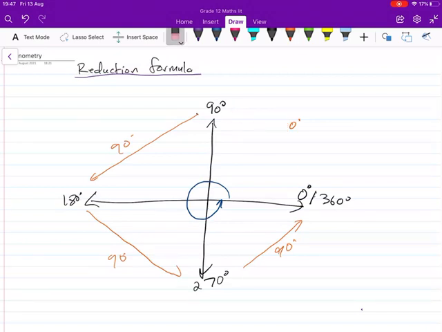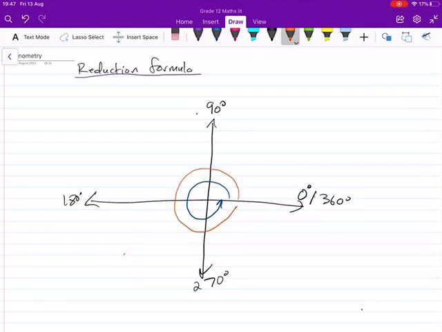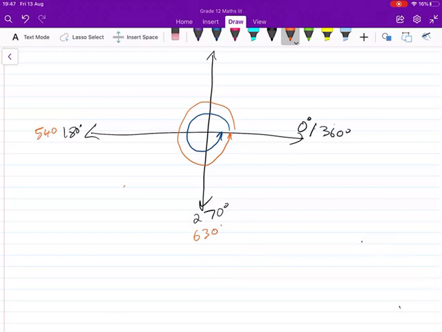Okay? So it says to you that if I want to get my second revolution, I will just say 360 plus 90, which is 450. If I want to get this one, then I must say 450 plus 90, that is 540. And if I want to get another one, that is 540 plus 90, which is 630. And then if I want another one, I will say 630 plus 90, which is 720. So this 720 is actually 360 plus 360. It is two revolutions. All right.